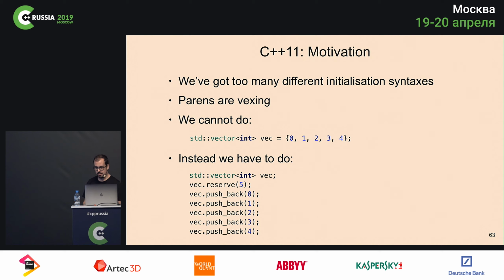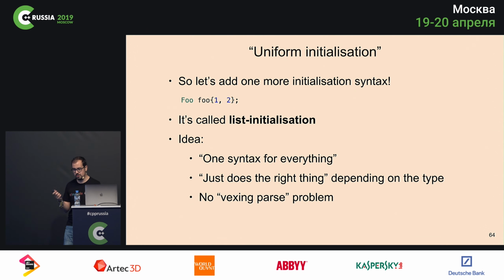All right. So, C++11 tried to fix all these things by introducing one more initialization syntax, which is this one with the braces but without the equal sign. And the idea behind it is, let's just have one syntax for everything, and it will do just the right thing, depending on what kind of type you have. And because it's a new syntax with the curly braces, it also doesn't conflict with the function declaration syntax, so you also fix the vexing parse problem. Okay, so that sounds pretty good so far, right? It actually works most of the time.